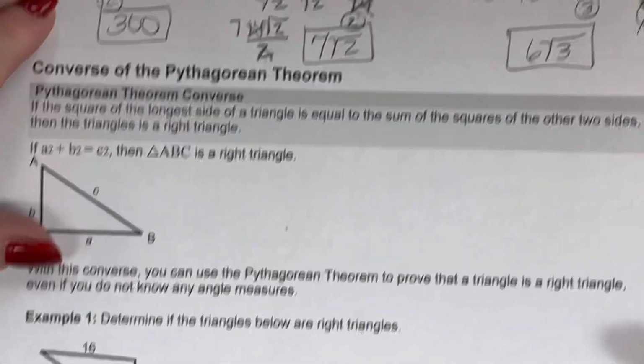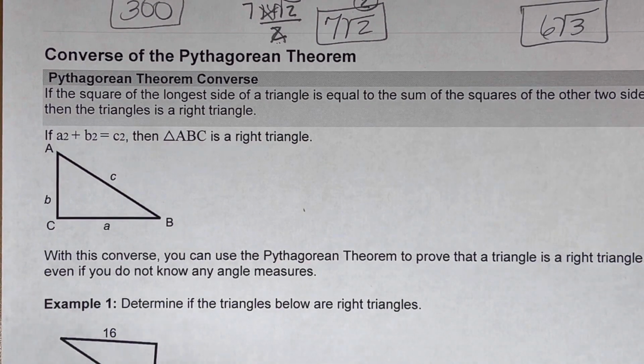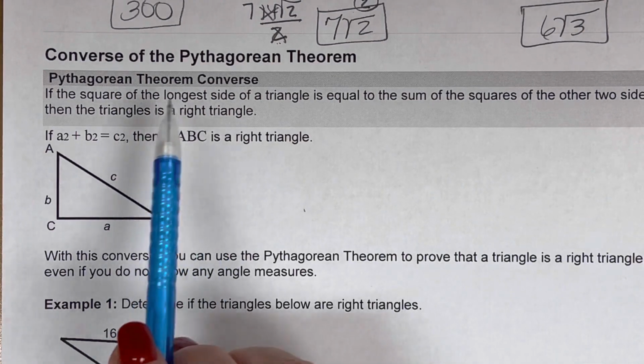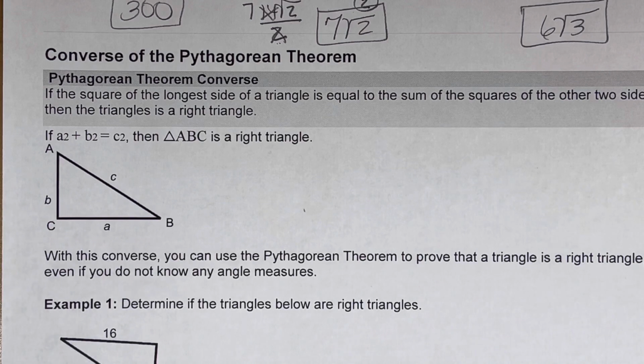Okay, now, what we've been talking about so far with the Pythagorean theorem is that we can find missing sides, okay? Or we verify the fact that something is, in fact, a right triangle or not, okay? So the converse of that simply tells you that if a squared plus b squared equals c squared, then yes, you're dealing with a right triangle.